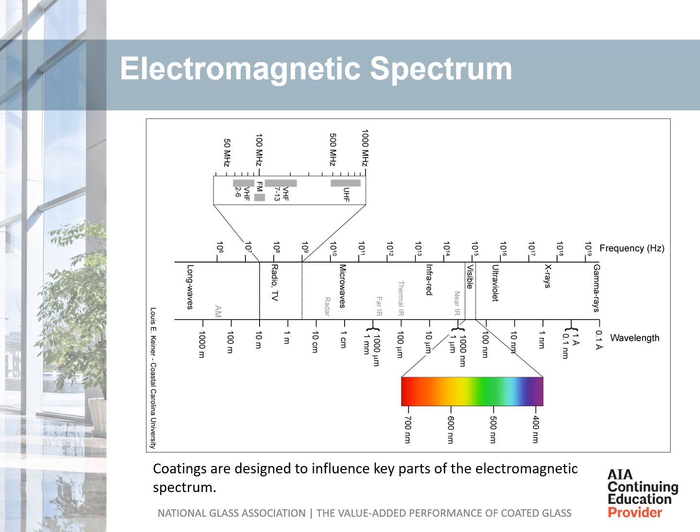Of the electromagnetic spectrum, the solar spectrum, consisting of ultraviolet, visible, and near-infrared energy, is from about 300 to 2500 nanometers. The visible light spectrum, as seen by humans, is from 380 to 780 nanometers.